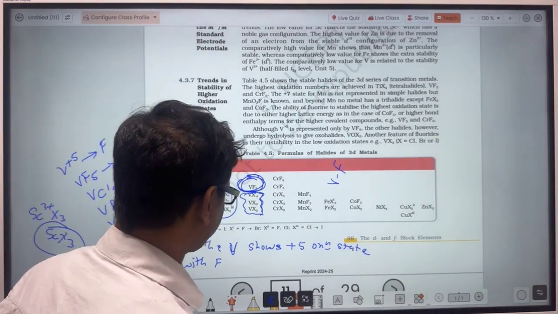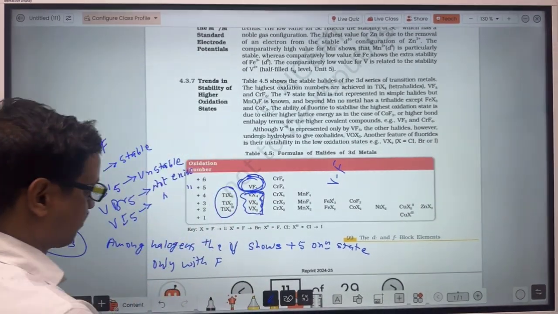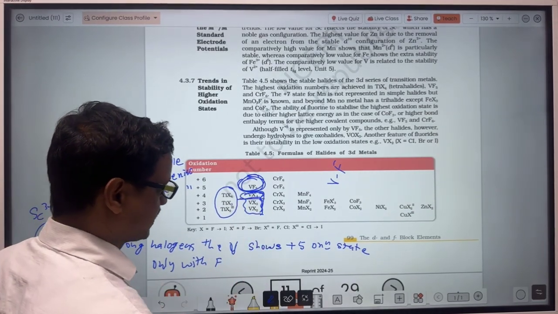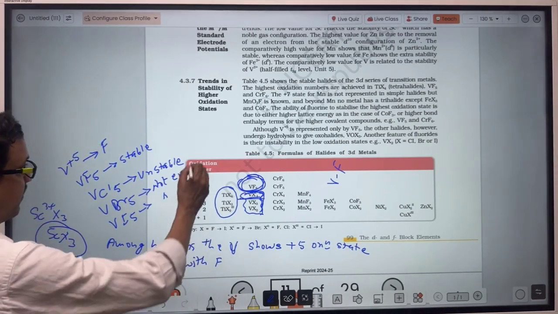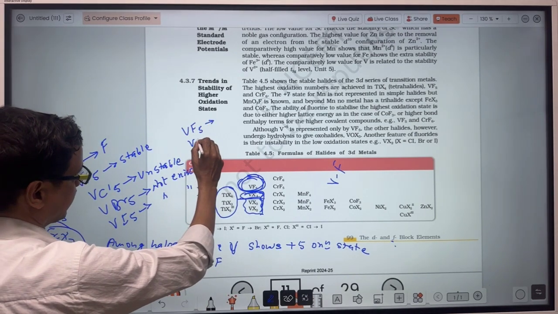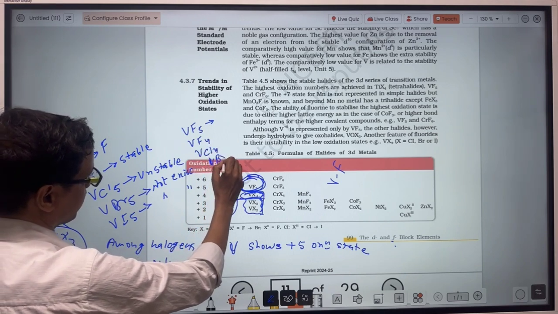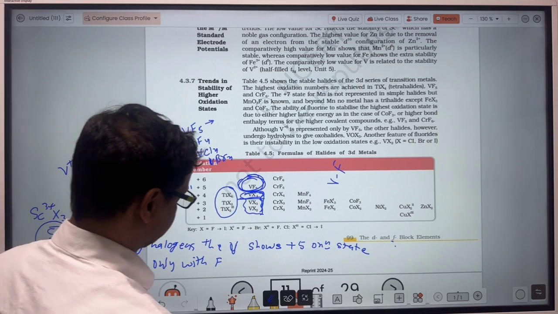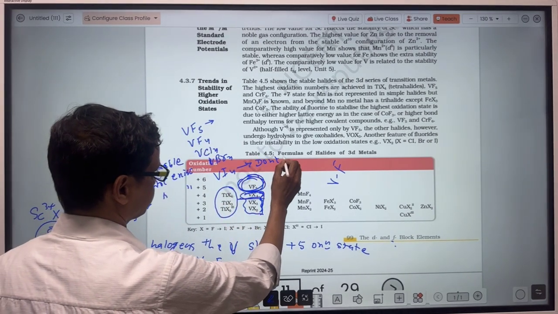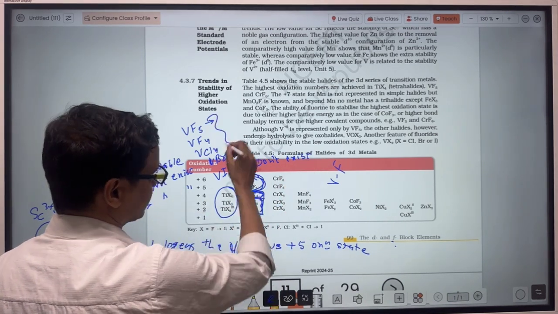Vanadium shows the +4 oxidation state with fluorine, chlorine as well as bromine. That means VF5 exists, VF4 exists, VCl4 exists, VBr4 exists, but VI4 doesn't exist.